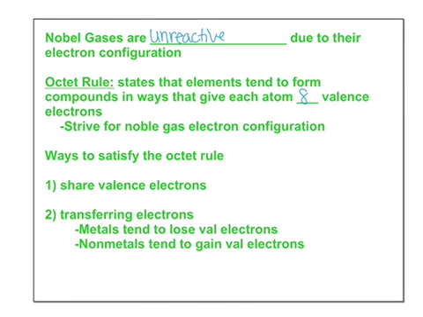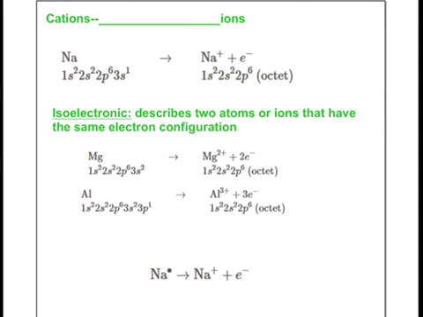If elements are going to transfer valence electrons, the metals, so the elements on the left side of the periodic table, will tend to lose the valence electrons, and nonmetals will tend to gain valence electrons. Again, this should be review for us. So when we lose electrons, we form positive ions, which we call cations. And so we can see this in sodium.